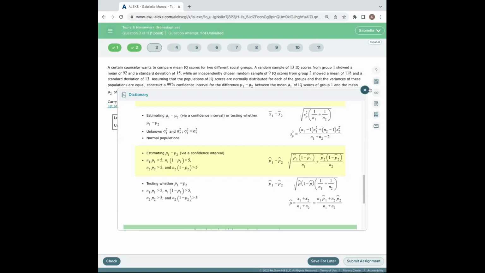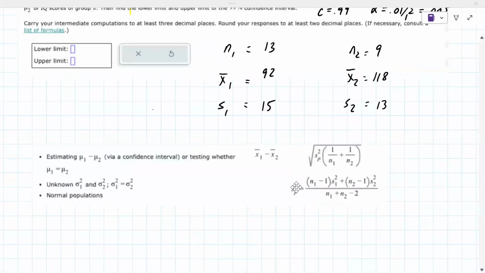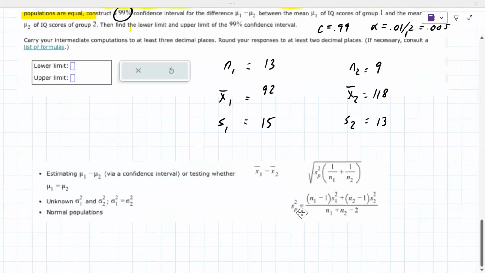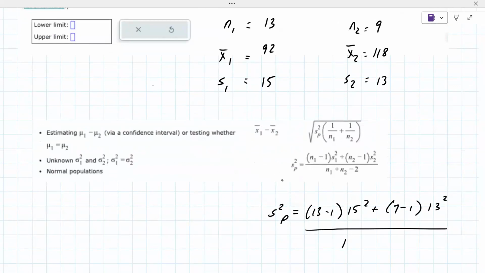So most students end up doing this all in software, and you're being asked to do it by hand, which is kind of awful. But the first thing you have to do is calculate this S2P from this data set. S2P is going to be 13 minus 1 times 15 squared plus 9 minus 1 times S2 squared, over 13 plus 15 minus 2. So we're going to first calculate that.